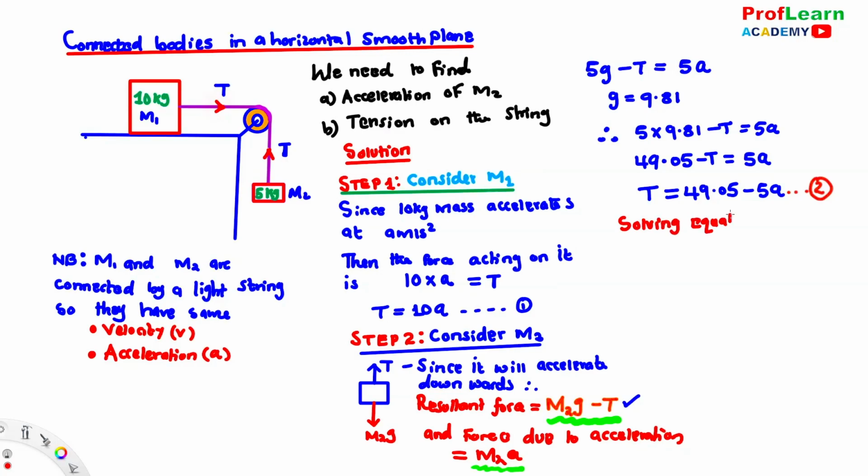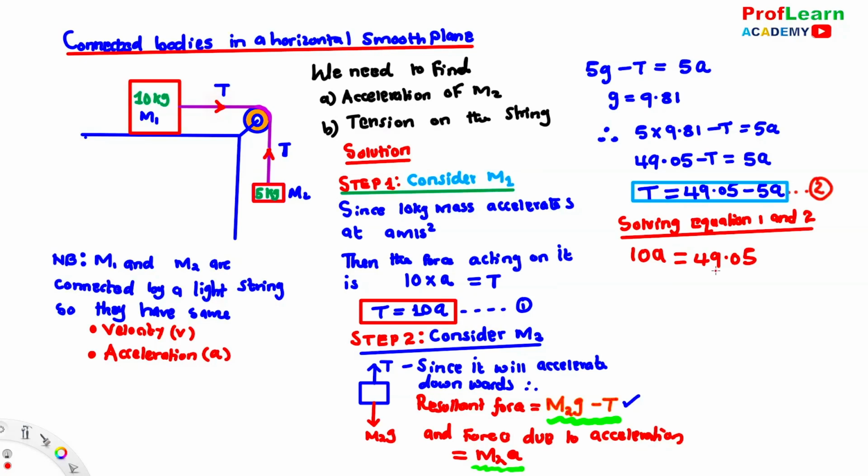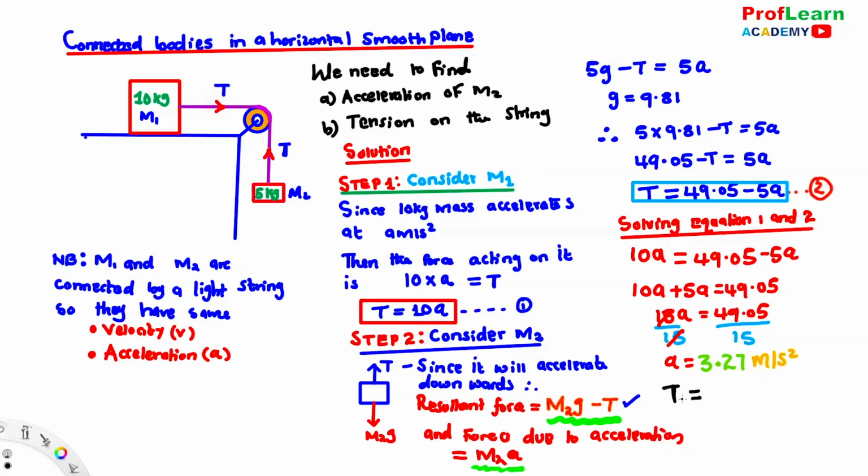We can solve equation 1 and equation 2 in order to work out the tension and the acceleration. From the first part, remember equation 1 was T equals 10A. We can substitute 10A in equation 2 and solve for A, dividing by 15 on both sides. If we simplify this, we get our answer as 3.27 meters per second squared as our acceleration.